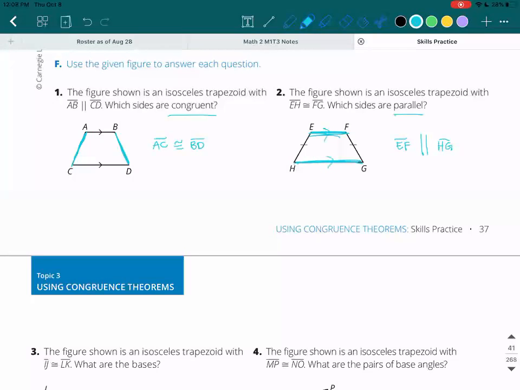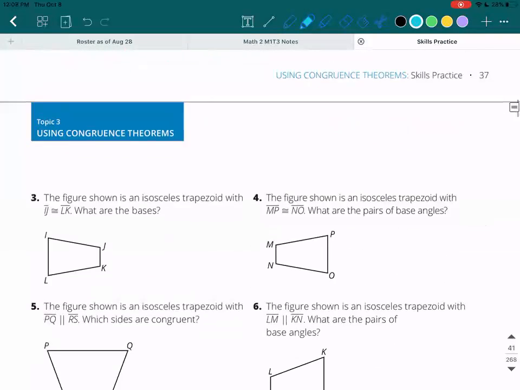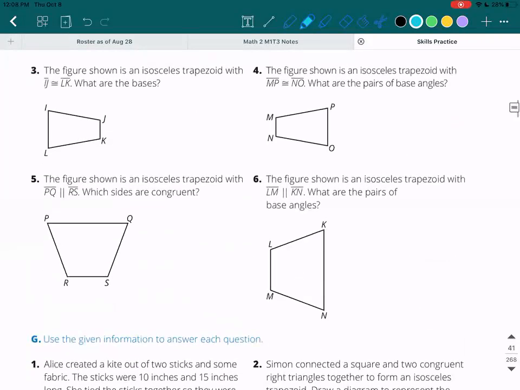Okay. Give you guys a little bit more time. Okay, let's keep going because I don't want class to run out. Okay, the figure shown is an isosceles trapezoid with IJ congruent to LK. What are the bases? So bases are the parallel sides. Can you name the parallel sides for me? Which ones are the bases? Which ones are the parallel sides?